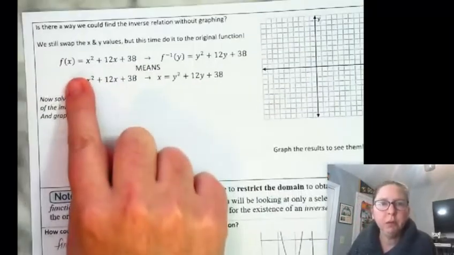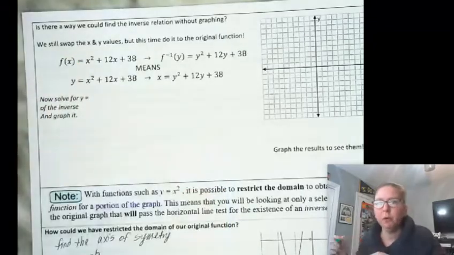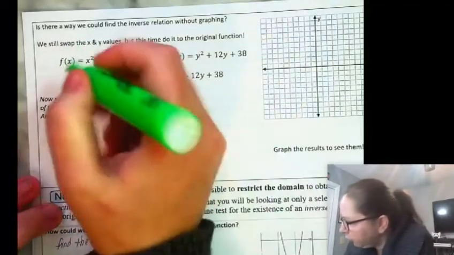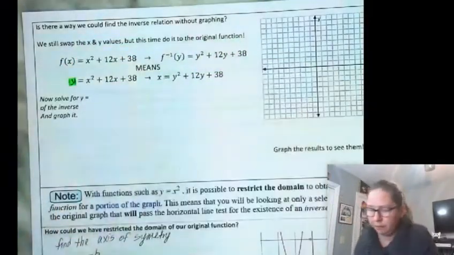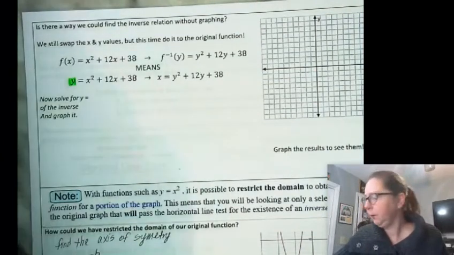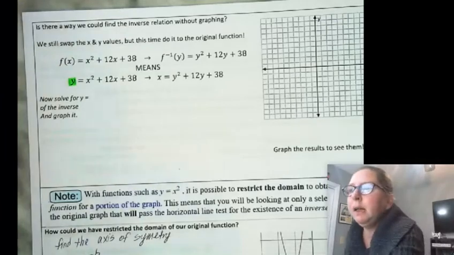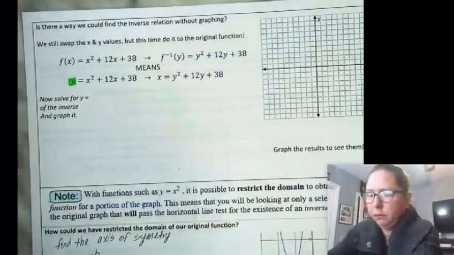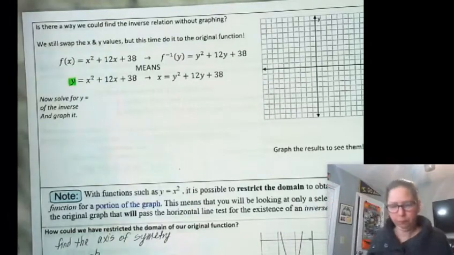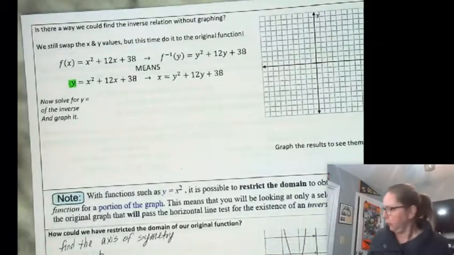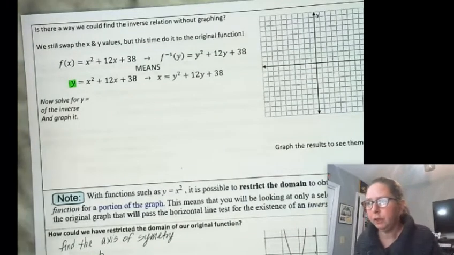So this is my original function, okay? Remember that f of x is the same as y. So y equals, okay? So those are my y's, or at least that's my y's in the original function. I'm trying to find my pink highlighter, but I don't seem to have it. Alrighty, I guess I'm just going to use yellow.